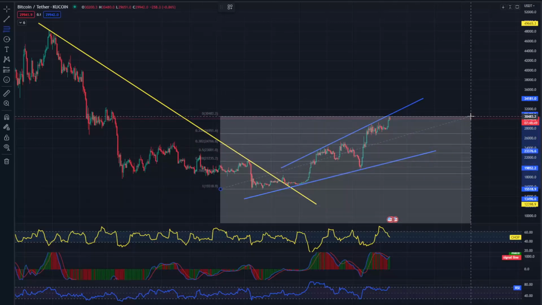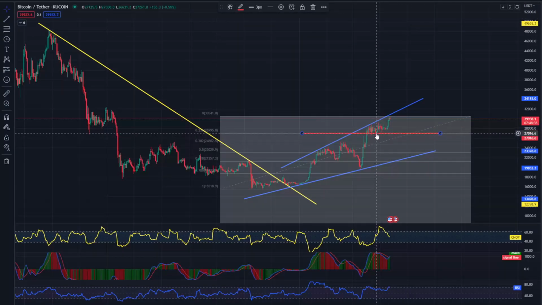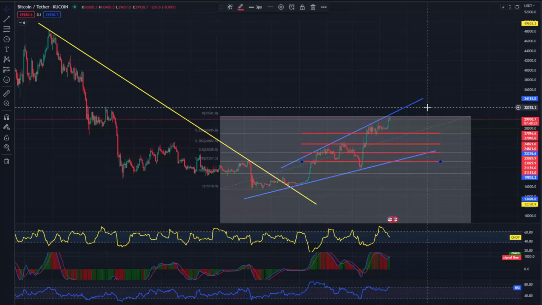Now we can move on to marking the places of support in the event of a correction. And here we see that we have the first support at $27,017. When the price goes lower, the second support is at $24,821. Then the third support is at $23,030. And below we have the fourth very strong support at $21,181.